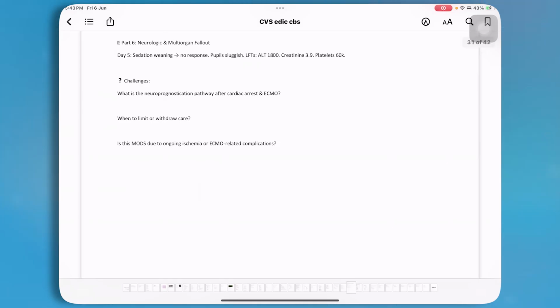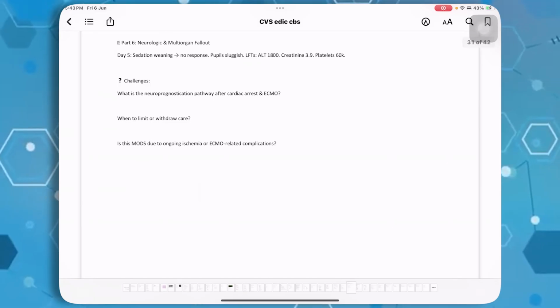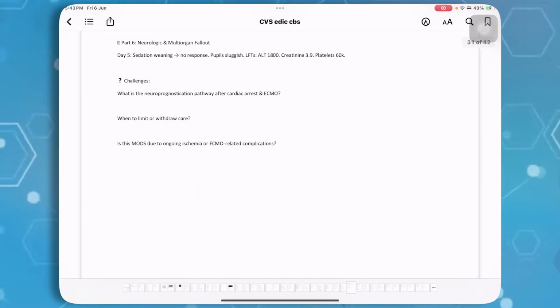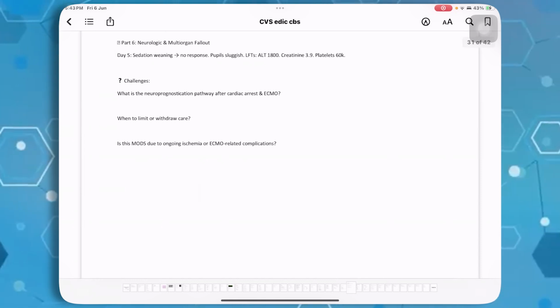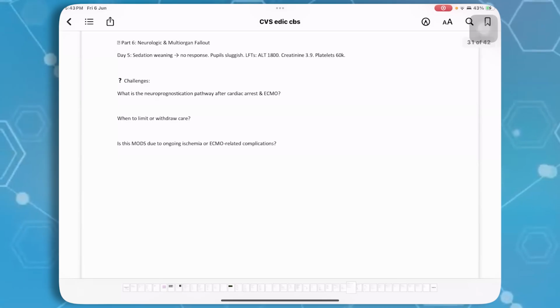At the same time, these patients can have a different outcome. Not all of them will survive. You wean off the sedation, there is no response. Pupils are sluggish, liver function test, ALT is 1800, creat is 3.9, platelets are dropping, 60,000. You know it's a lost battle.